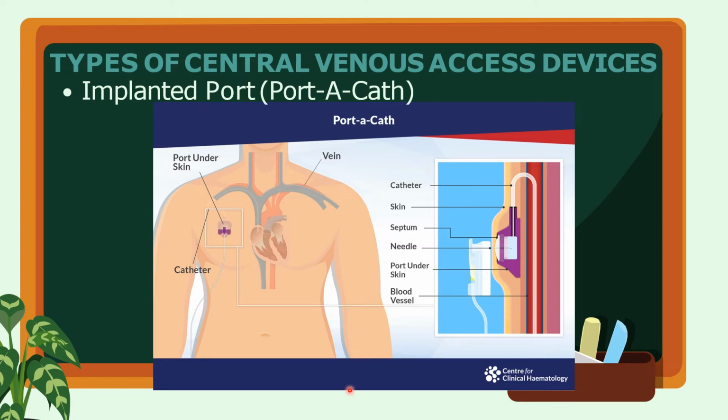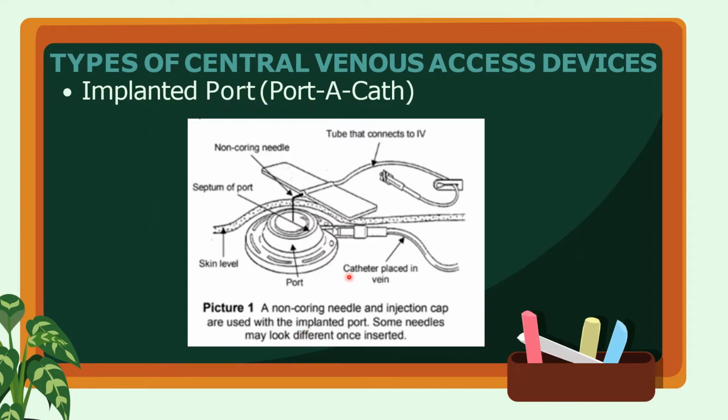So another type of CVAD is the implanted port or port-a-cath. So as you can see in this image. So this is another image of your implanted port or your port cath. As you can see in this picture, there is a port and the other parts of your port cath. In this picture, a non-coring needle and injection cap are used with the implanted port. Some needles may look different once inserted.